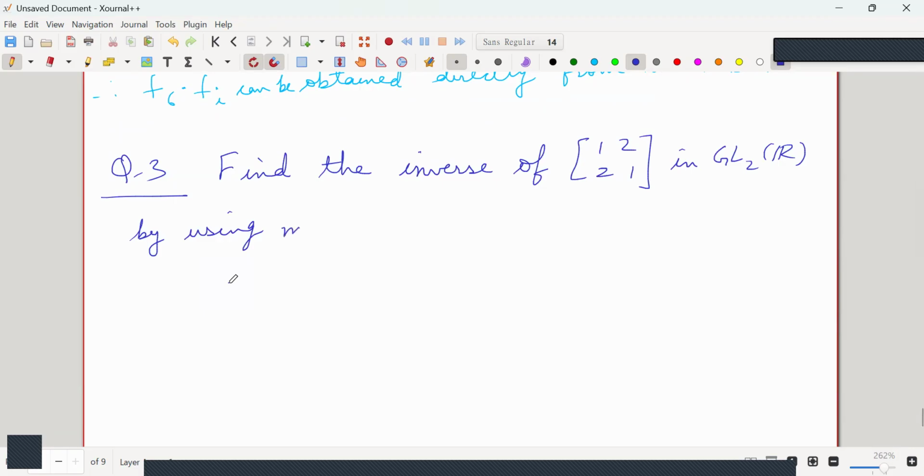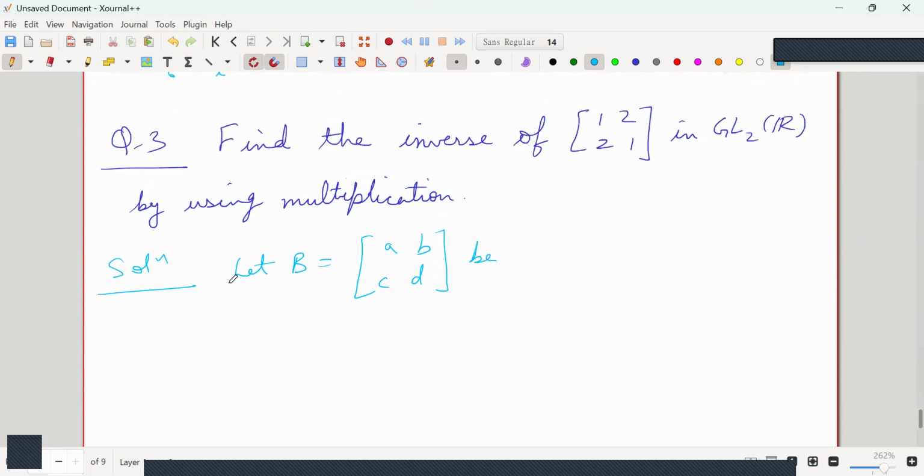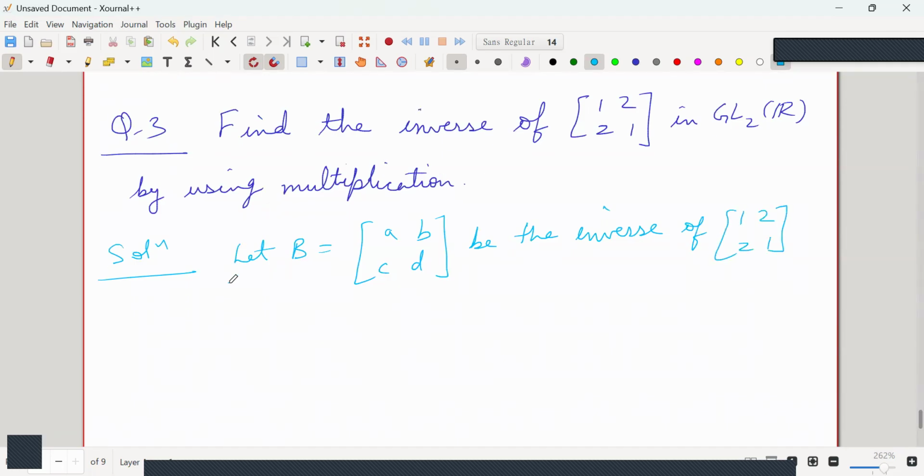So we need not apply the direct trick, because there is also a direct trick to do that, but we are supposed to get it through matrix multiplication. So how to do that? Solution. Let B be the inverse of this element in GL2R.